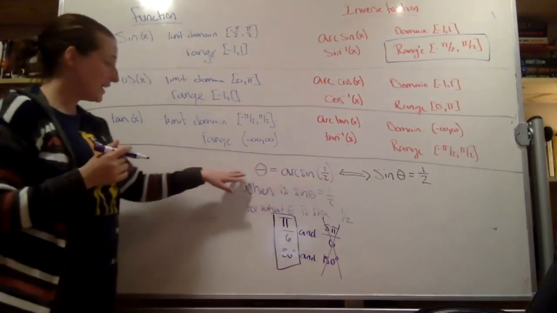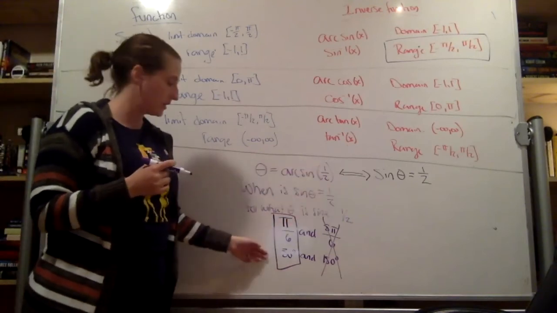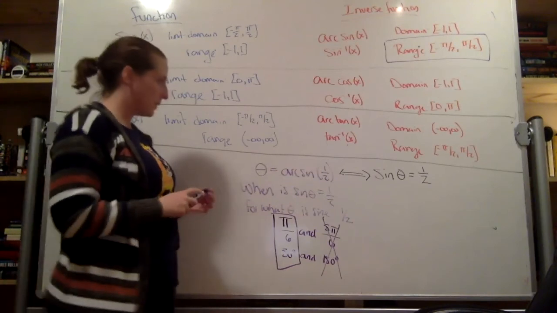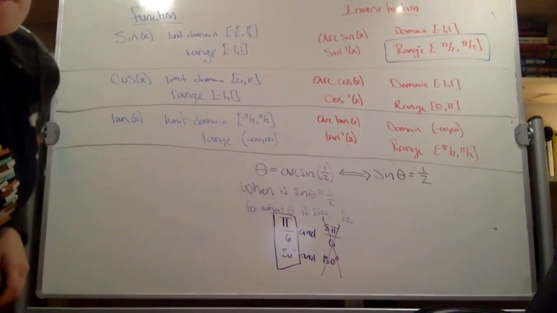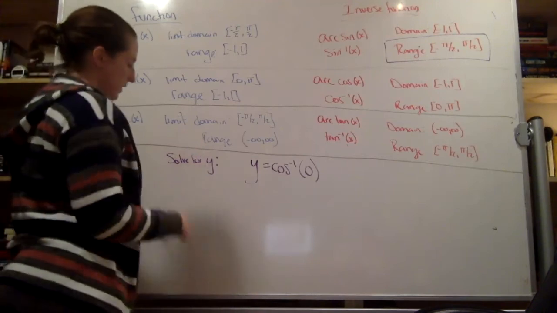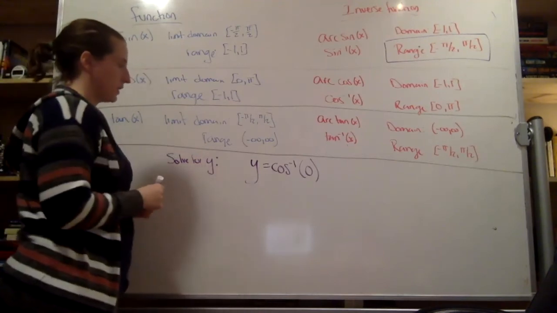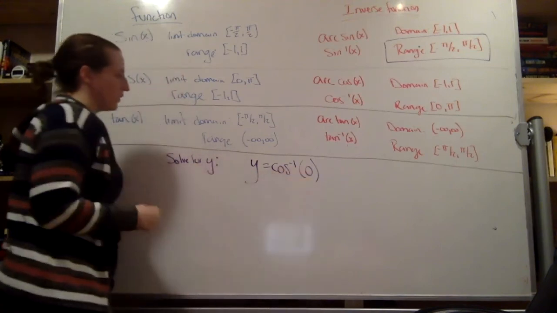So the answer to theta equals arcsine of 1/2 would be theta equals pi over 6, or theta equals 30 degrees. Let's do another example similar to that one. Okay, so here's another equation that's going to involve an inverse trig function. We have y equals cosine inverse of 0, and we want to solve for y.